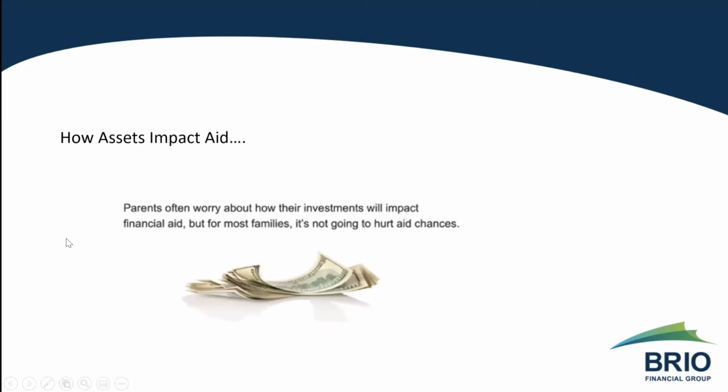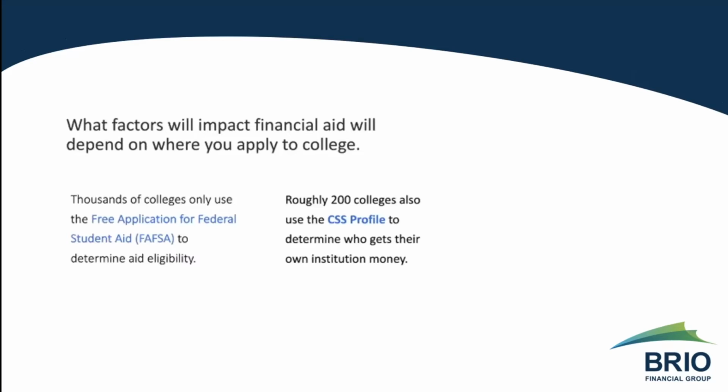Okay, so this is a huge question for people. How do my assets impact my aid? We worry about these things. Honestly, it's not as much as you might think. So when we talk about how assets impact aid, there are two different ways, two different profiles. We talked about them a little bit before. One is the government, and one is that institutional money.